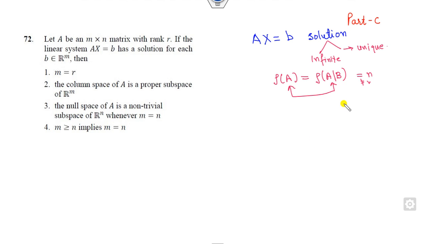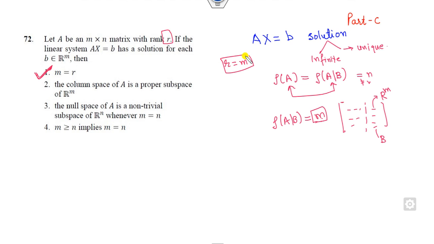Now you can see, if you think about the augmented matrix [A|B], this is my B. What is the size of this? It is from R^m. So what is the meaning of that? Rank of the augmented matrix [A|B] must be m. But here the rank is given to you as r. So what is the meaning of that? It means m is equal to r. So the first condition is m is equal to r.